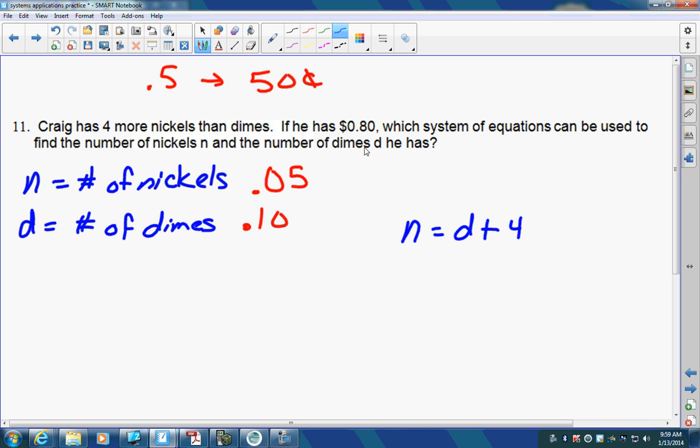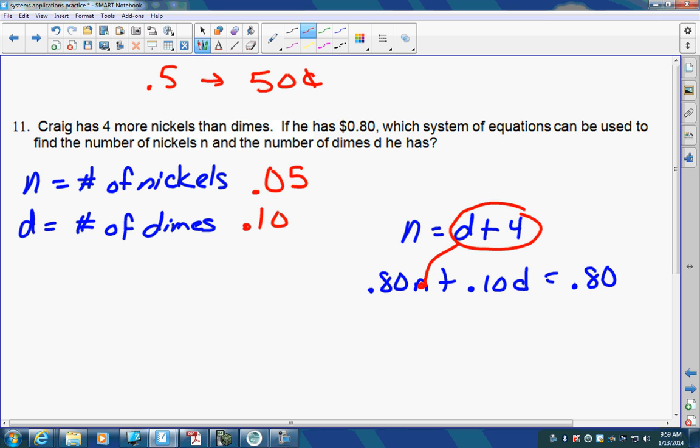Then it says he has 80 cents. So I'm going to take 0.80 times the number of nickels plus 0.10 times the number of dimes, and that equals 80 cents. You know what? I'm a fibber. We are going to solve this one, because it's set up for a system, or for substitution. Circle what n equals, and let's put it in here for n. I get 0.80 times, instead of n, d plus 4, plus 0.10d equals 0.80. All right, let's multiply right here.